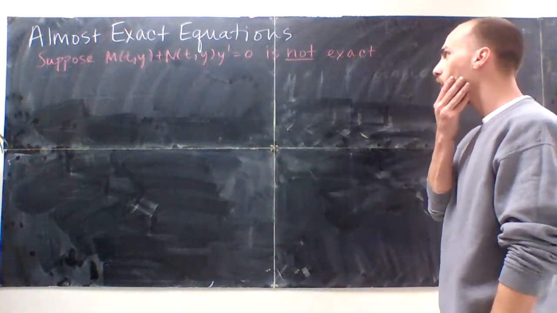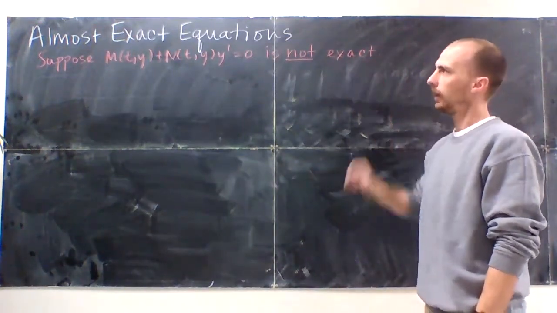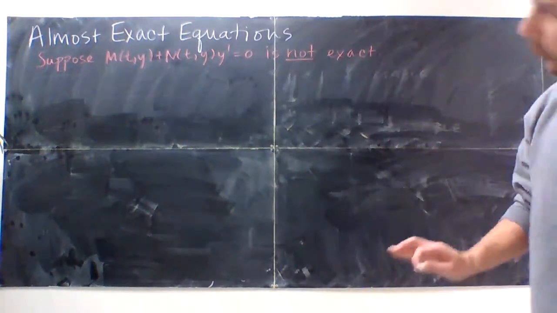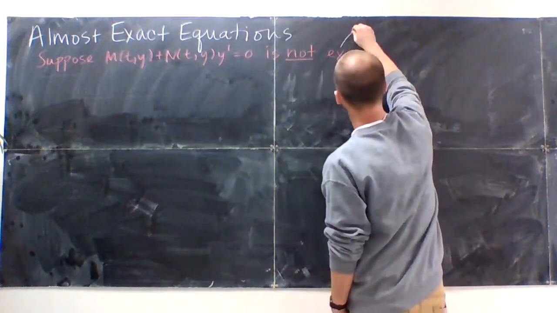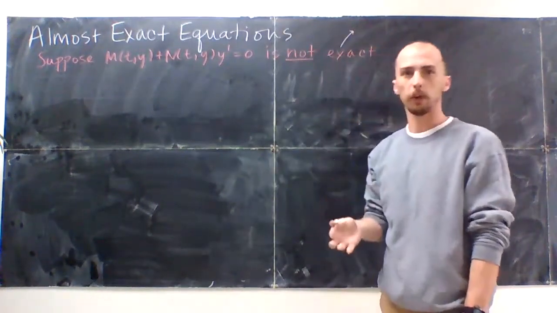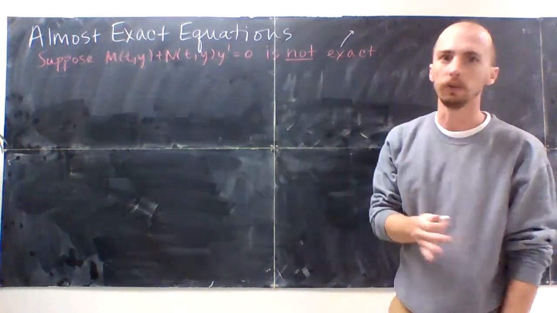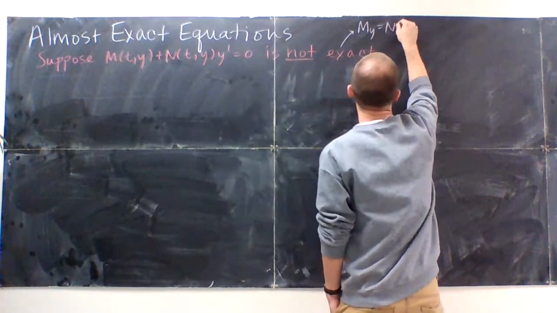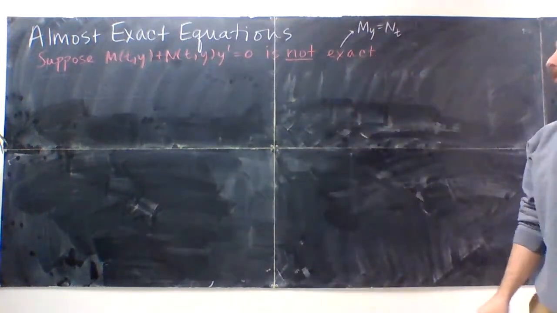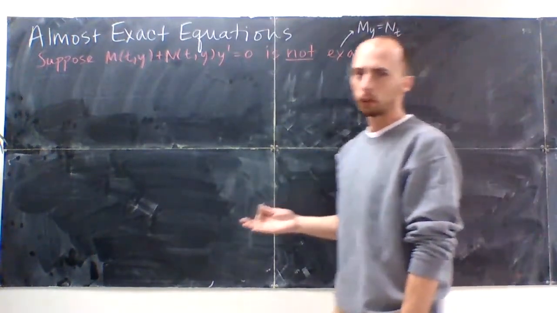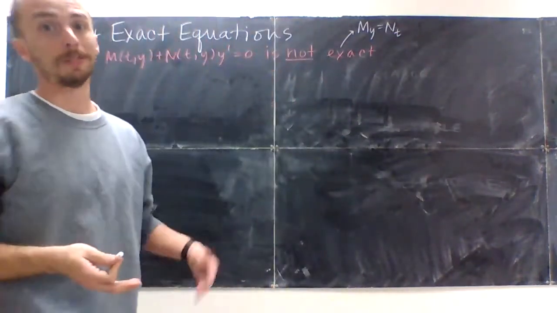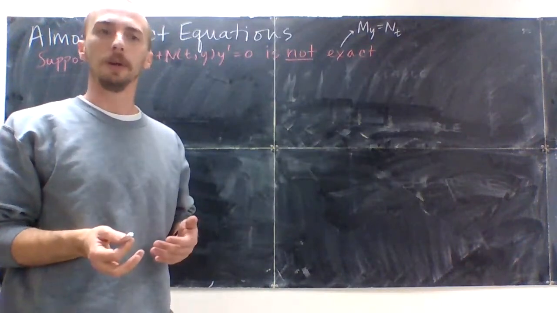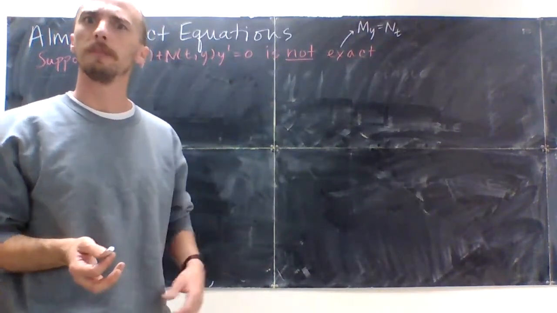Okay, now this one, I want to suppose that it's not exact. I don't remember if I was super specific about what I meant by exact in the last video, but the test for exact is if M_y equals N_t. Suppose it's not exact, but it's kind of close. There's going to be a way we can deal with this. What we're going to do is take the exact equations approach and modify it in the same way that we did the integrating factor a few videos ago.